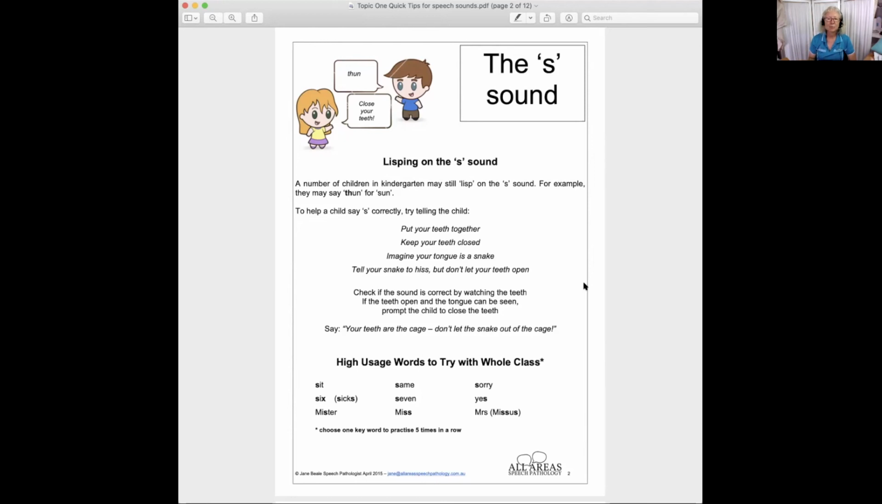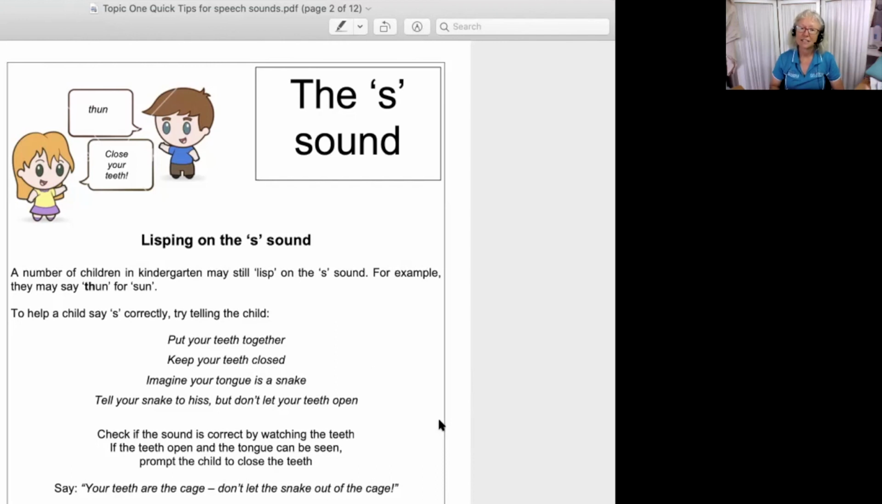So here's an example of lisping on the S sound. And children in kindergarten or their first year of school might say fun for sun. Now you'll be able to go, oh, they're saying that front sound instead of that middle sound. But it's still a fricative. And they've still got voiceless. They've just got the position wrong. Okay, so I'm going to be helping the child to get their tongue in the right place.